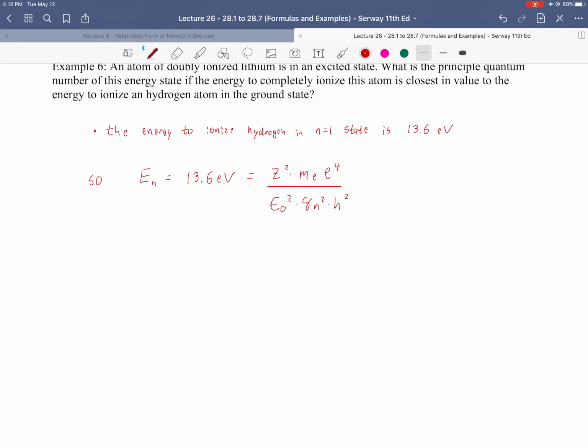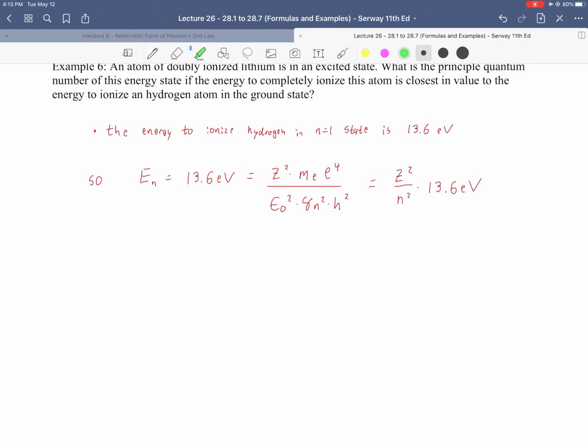Okay, so then I just want to find the n that's going to get closest to that value. The best way to think about this is that this whole expression is only different by the Z squared, right? And so that means that we should be able to pull out the Z and the n. So this should look like Z squared over n squared times 13.6 electron volts.